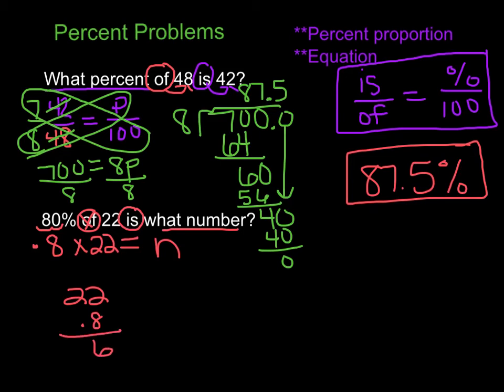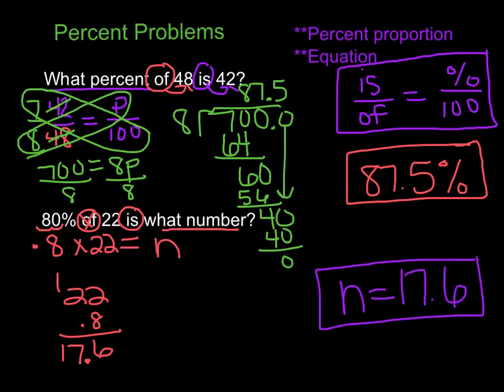8 times 2 is 16, carry the 1. 8 times 2 is 16, plus 1 is 17, carry that decimal over 1 spot. And so my answer is n is equal to 17.6. It is not a percent, so you do not put a percent sign on there. Remember that you can use either the proportion or the equation on every single one of these.